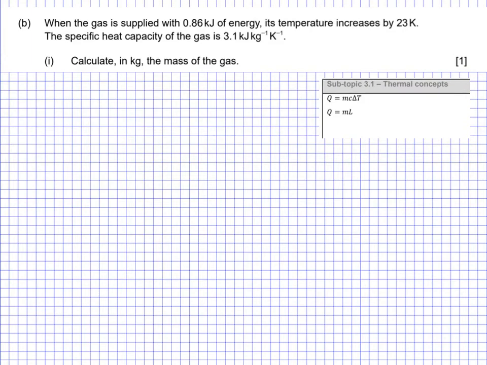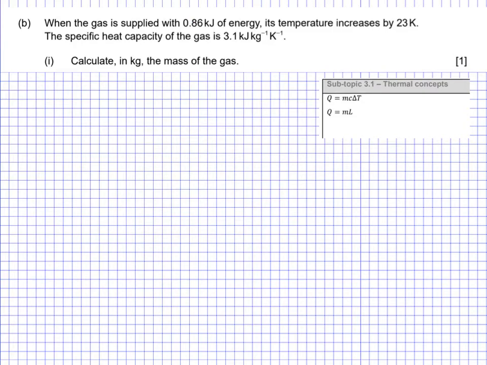Okay, so part B, we have this gas now being supplied with some energy, 0.86 kilojoules of energy, and we're seeing a temperature increase of 23 Kelvin. We're told the specific heat capacity of the gas, and we're asked to calculate the mass of the gas in kilograms. Well, hopefully you can decipher this as soon as it says specific heat capacity. We're allowed to model this with our Q = mcΔT, so this specific heat capacity formula, and Q, remember, is the change in energy.